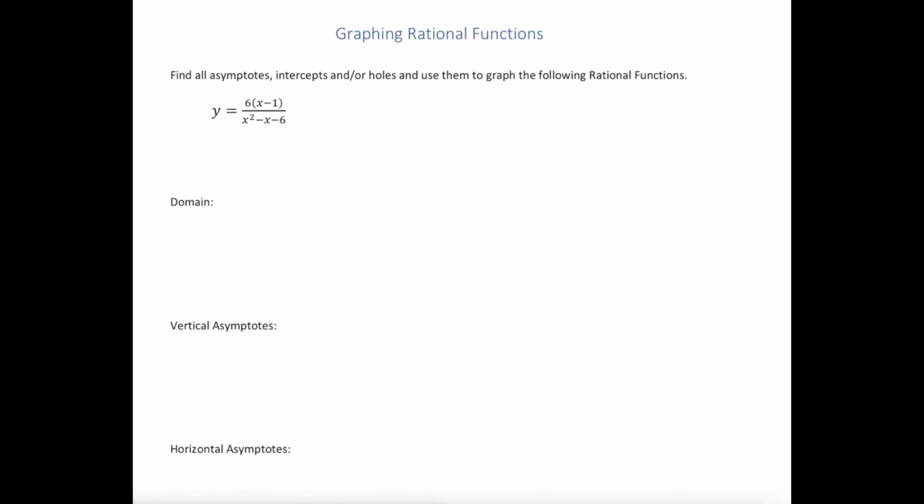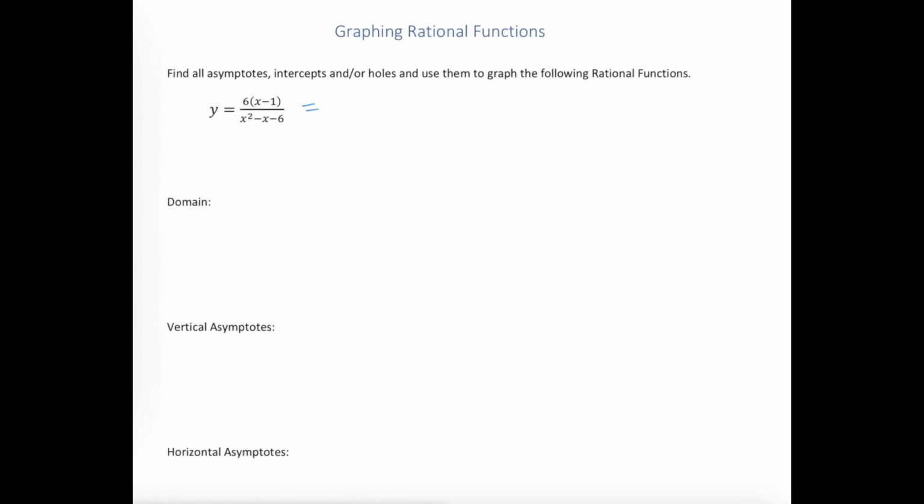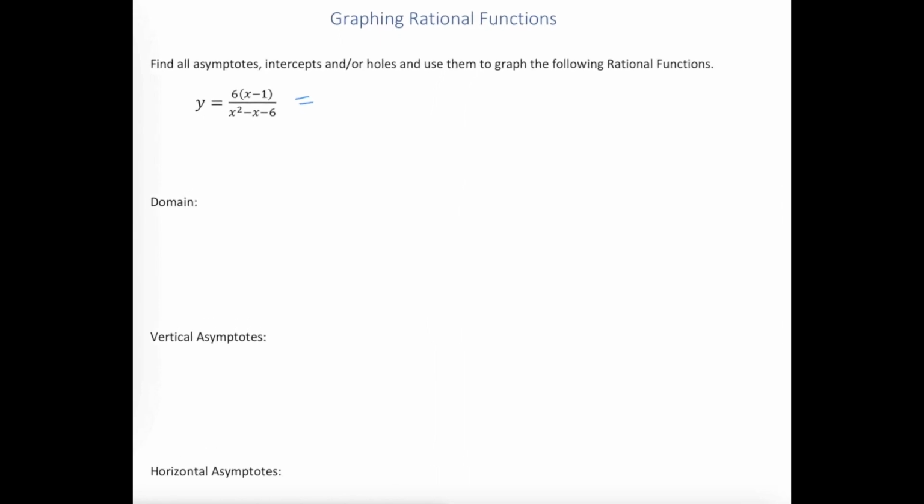We're being asked to find all the asymptotes, intercepts, and holes and use that information to graph the following rational function. The way that we want to start is by simplifying it as much as possible. We can simplify it by factoring the top and the bottom completely. We notice that the top is already factored. However, we can factor the bottom.